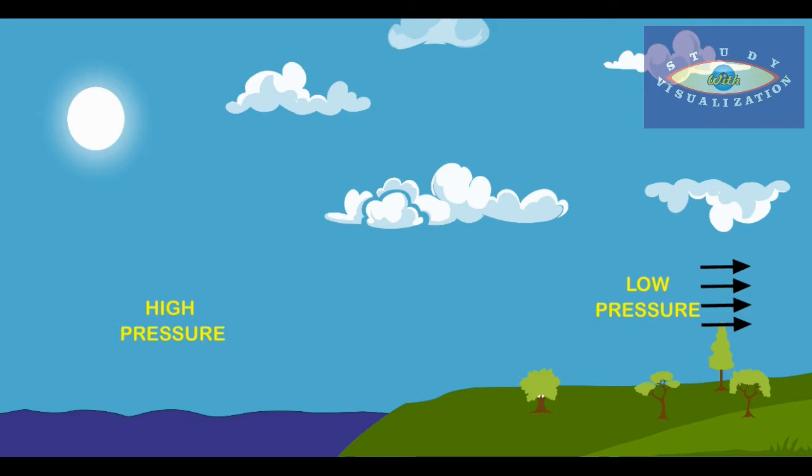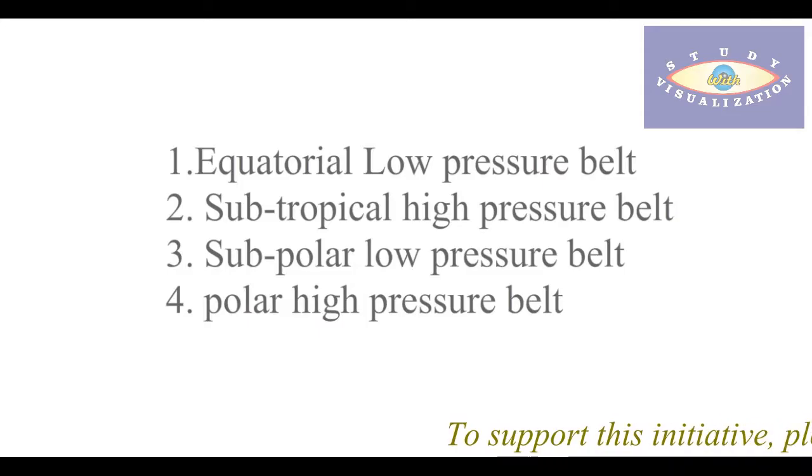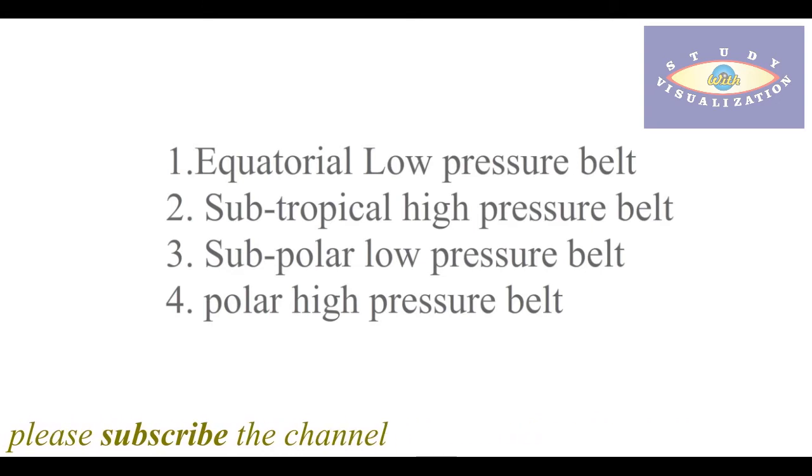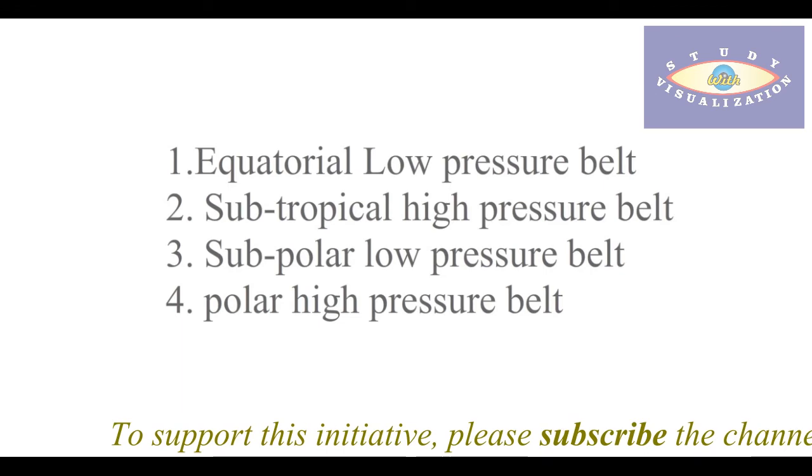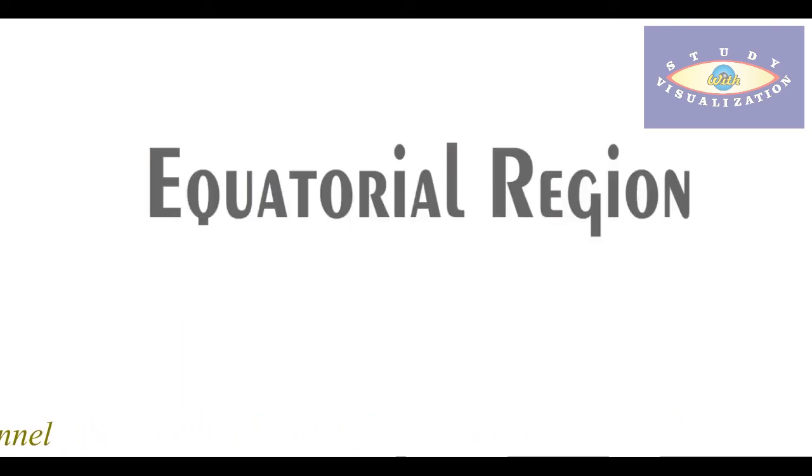Now come to pressure belts. There are 7 pressure belts around the earth. Number 1, equatorial low pressure belt. Number 2, subtropical high pressure belt in both hemispheres. Number 3, 2 subpolar low pressure belts in both hemispheres. Number 4, 2 polar high pressure belts in both hemispheres. Now come to the equatorial region.